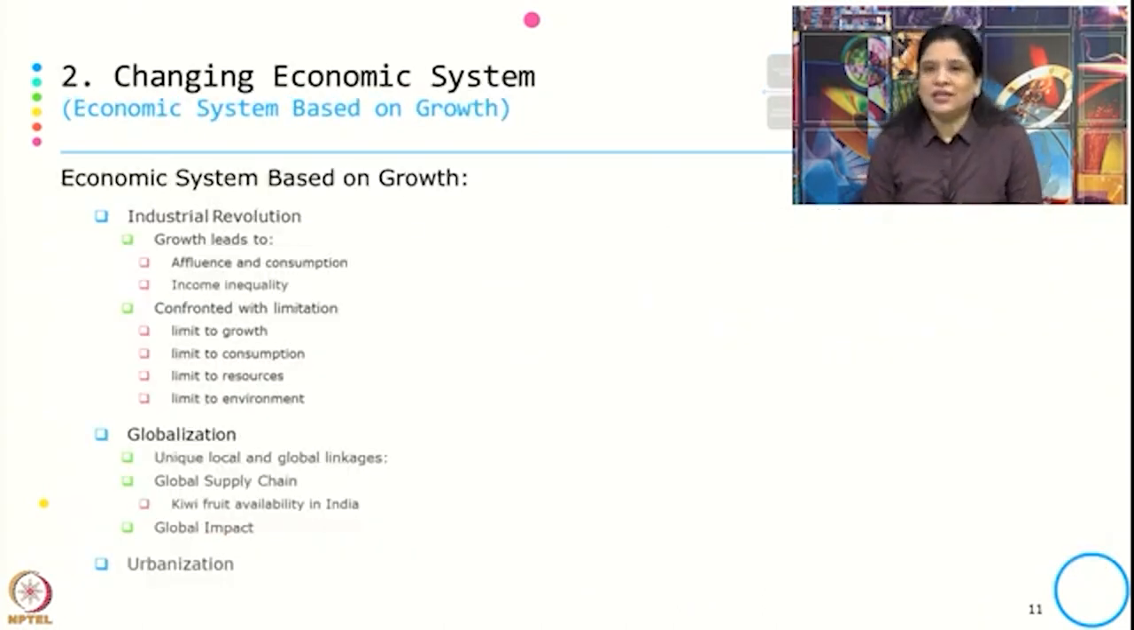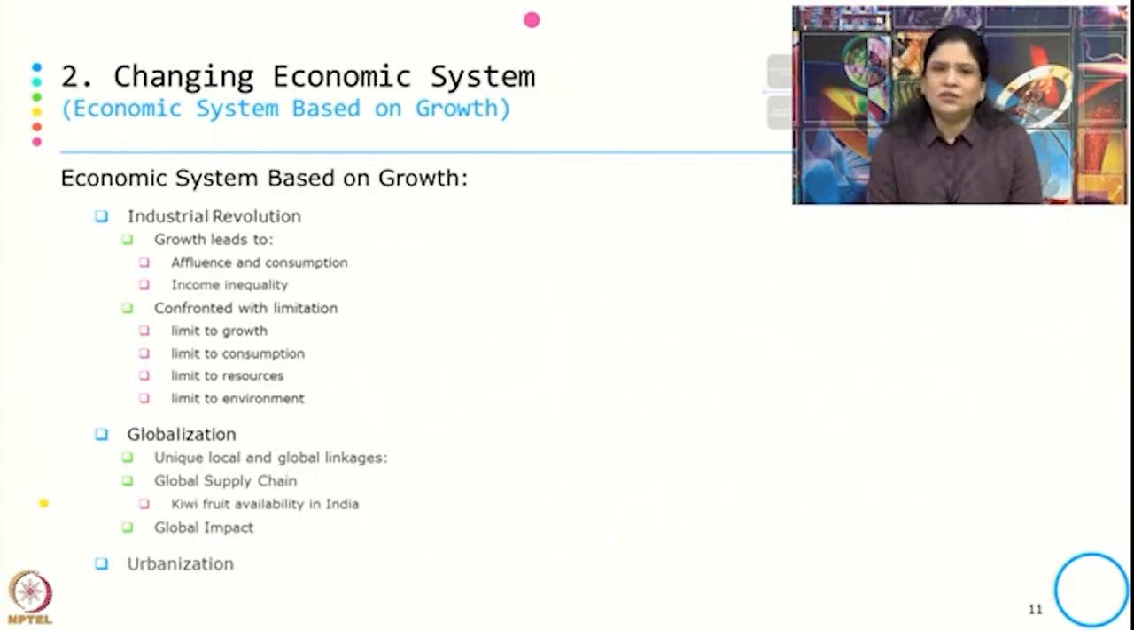Now, getting into the second cluster, that is the changing economic system, we have summarized a few issues which make sustainability imperative, or important. After the industrial revolution, the economic system is based on growth. Possibly the first way we got growth is through industrialization: more industrial activity, more income, more growth. Then a few more interventions like globalization and urbanization also lead to an economic system based on growth.